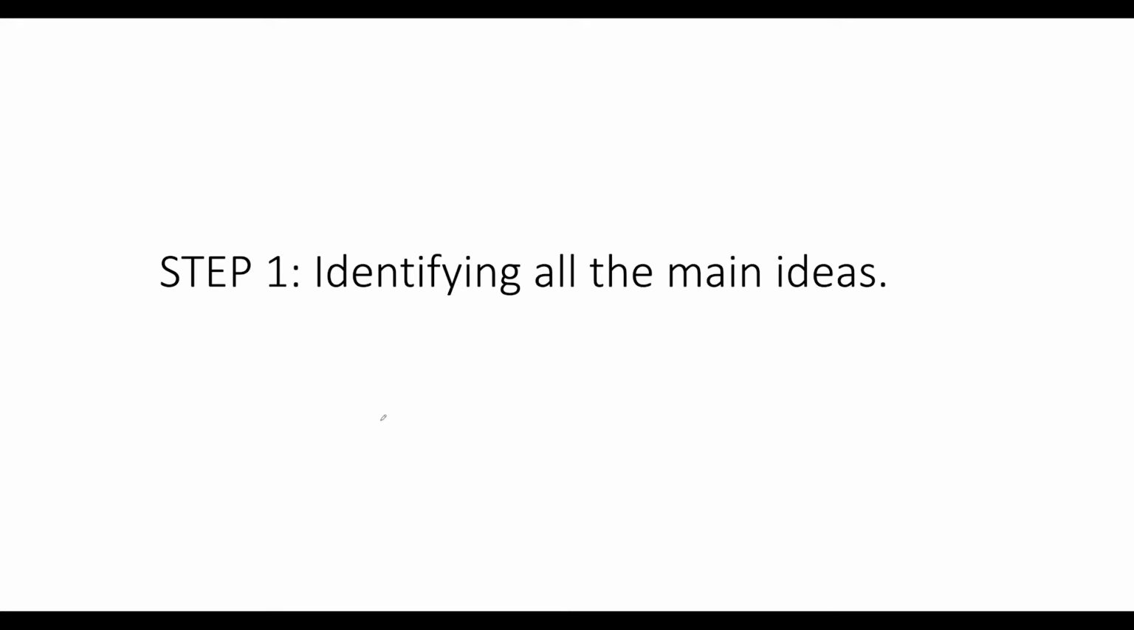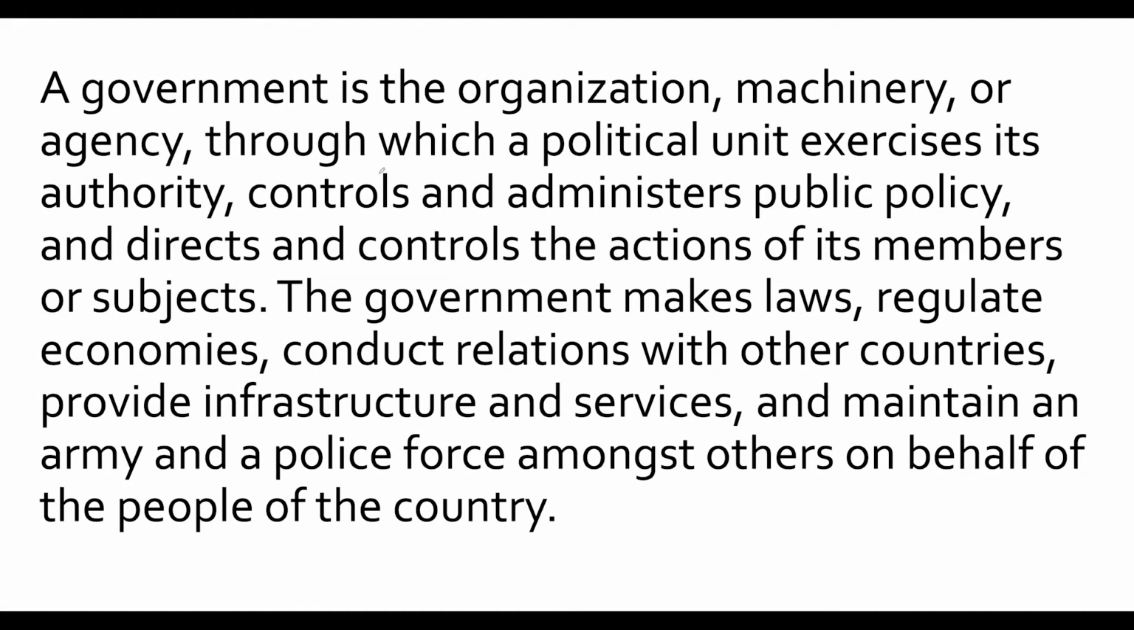Let's take a look at these 5 steps in practice. First, let's identify all the main ideas. In this sentence, if I look at it, a government is the organization, machinery, or agency through which a political unit exercises its authority, controls and administers public policy, and directs and controls the actions of its members or subjects. I can clearly understand that in this sentence, it is trying to give me a definition, right? So a government, what does a government do?